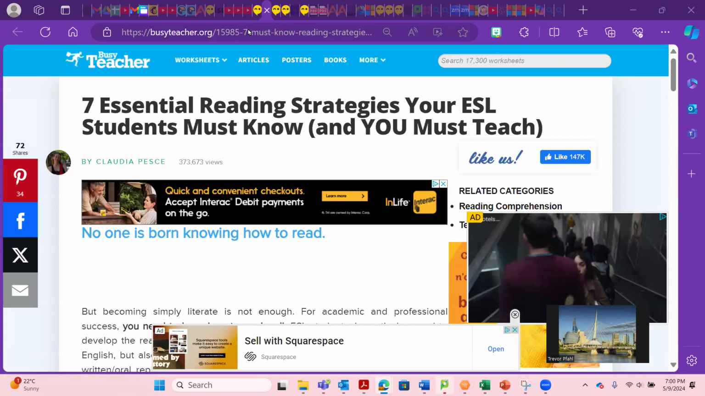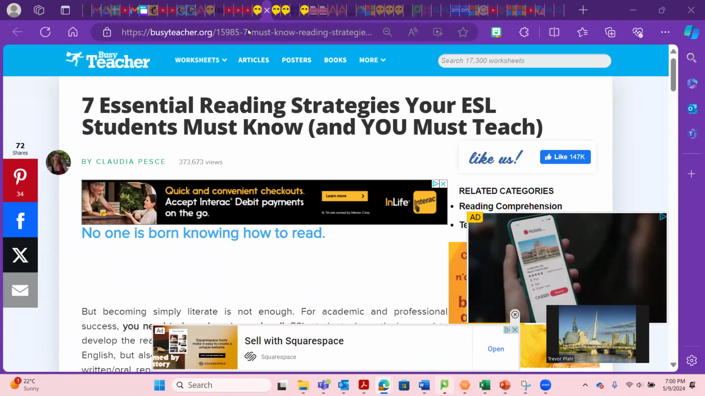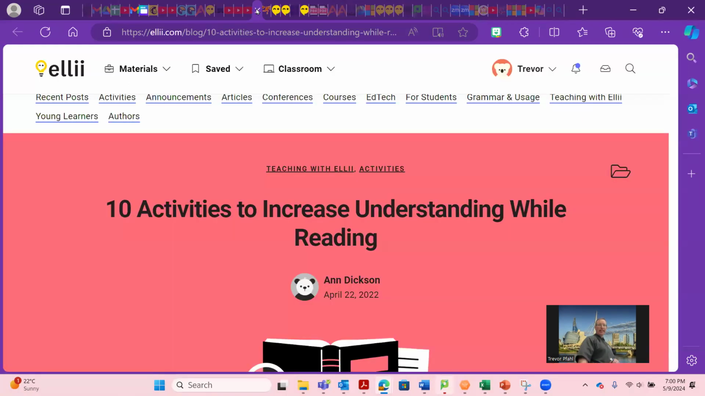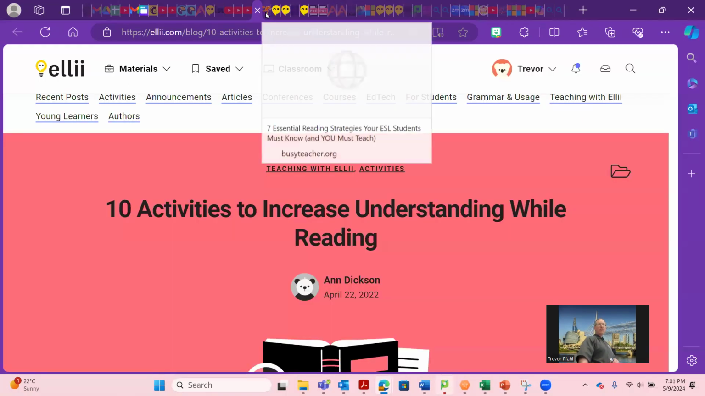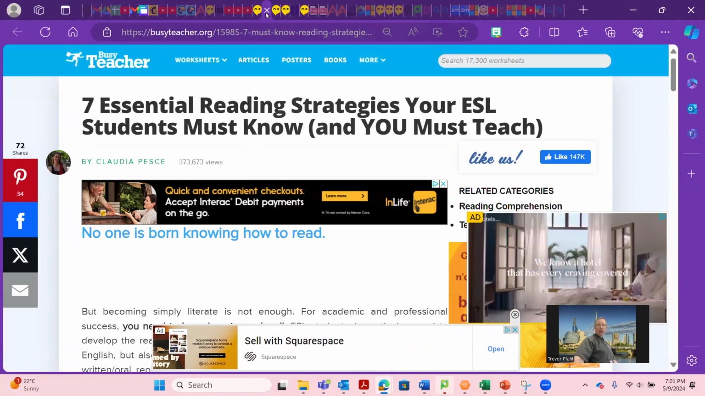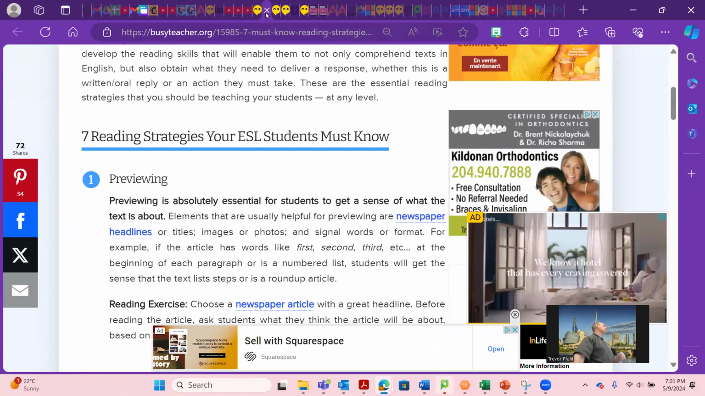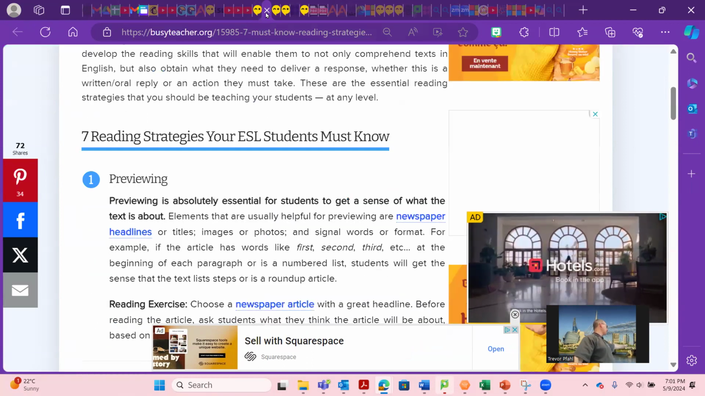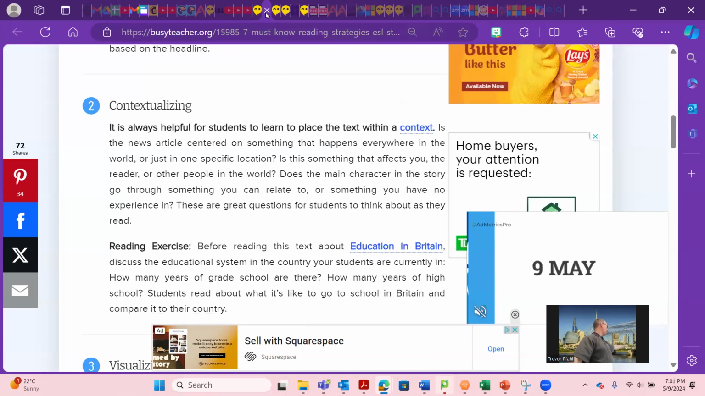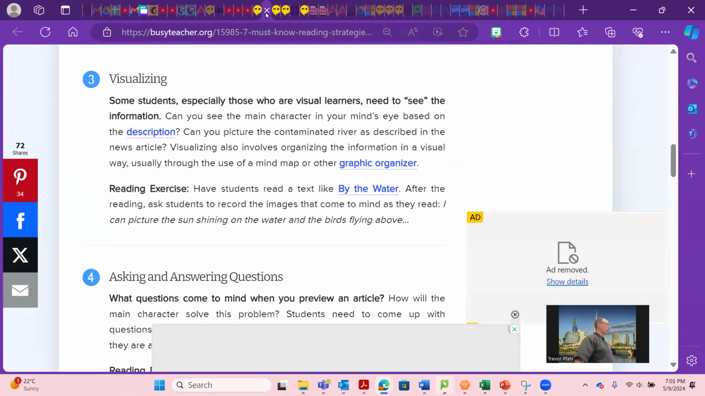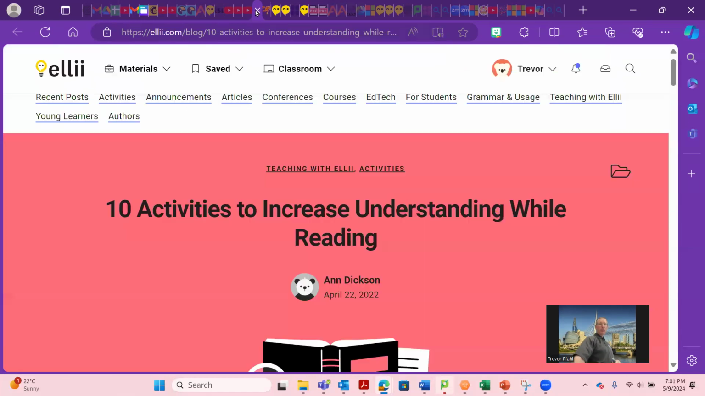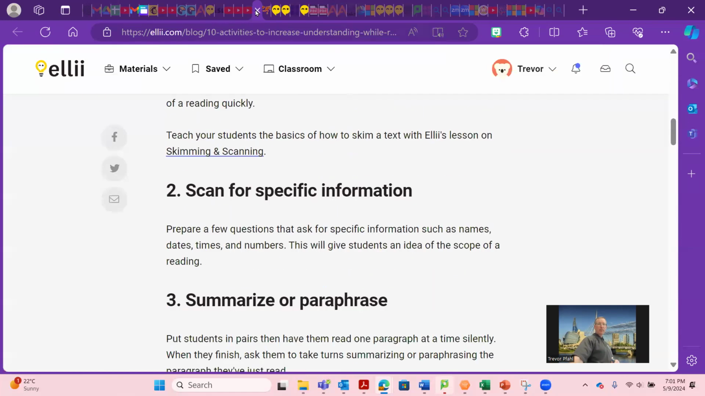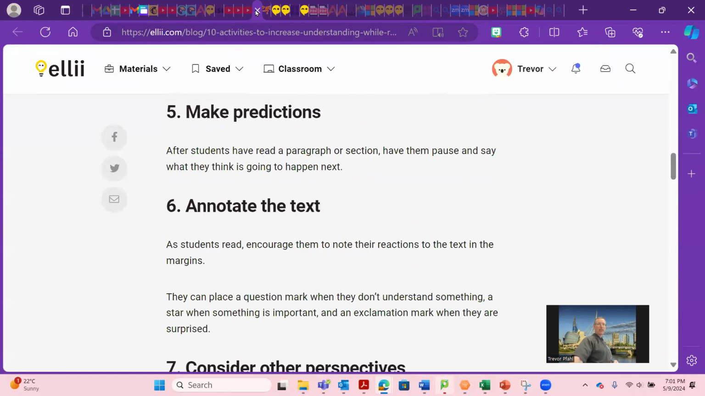Okay, so one of you will look at the 7 essential reading strategies. The other one's going to look at the 10 activities to increase your reading. You're not reading the whole article. What you're doing is just looking at the headings. So previewing, contextualization, visualizing. The other person is looking at skim, scan, summarize, make predictions, etc.